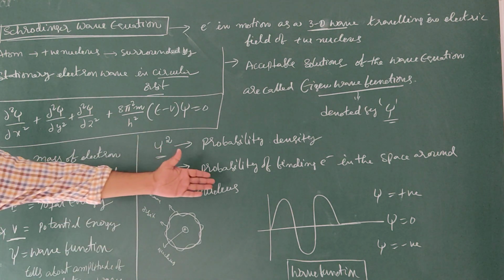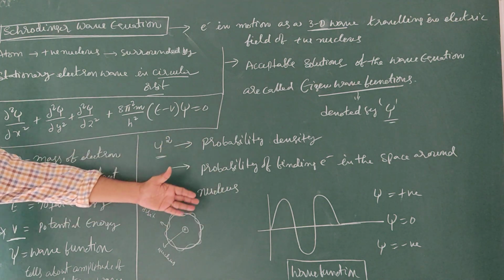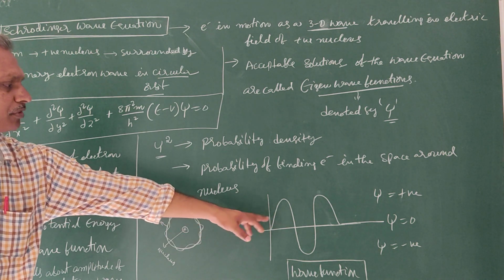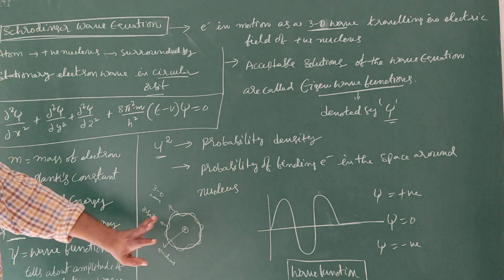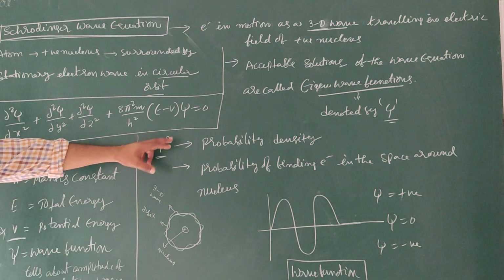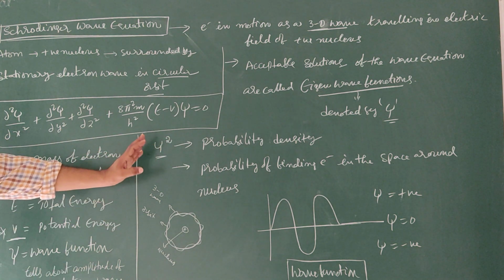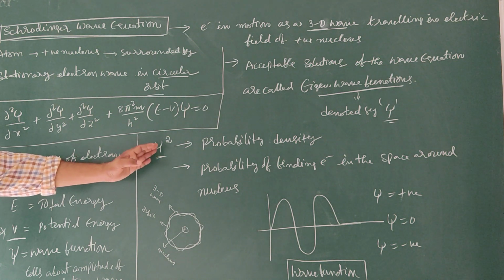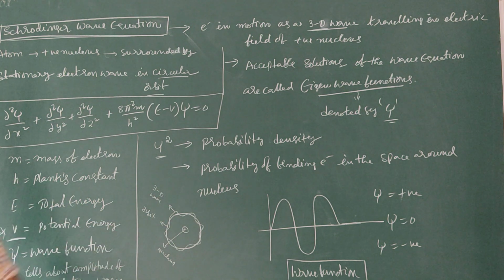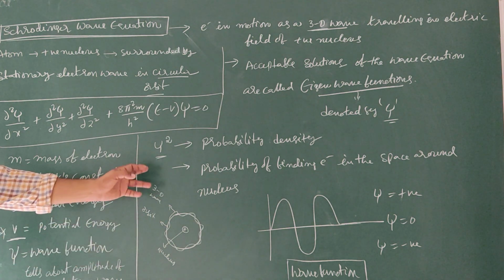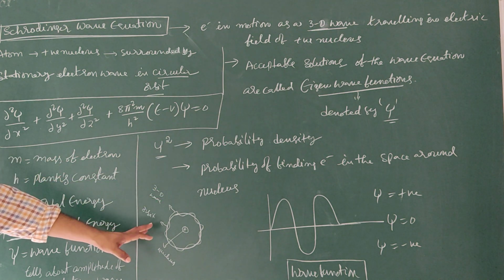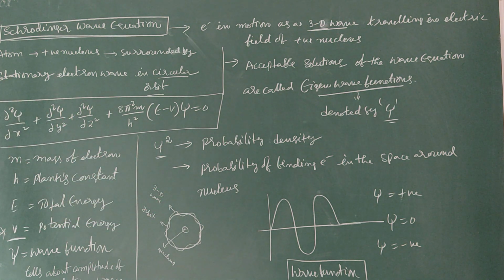Generally psi may be negative or positive. If psi is equal to 0 on this line, below it psi will be negative and above it psi will be positive. But psi square is always positive. It tells about the probability density. It is useful to find the probability of finding the electron in the space around the nucleus in a small area.